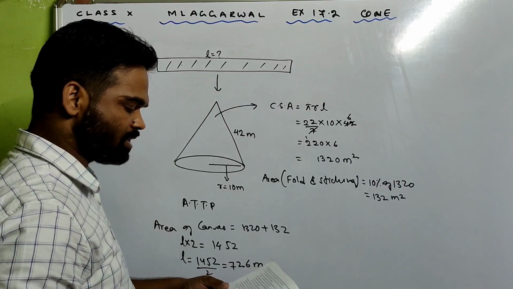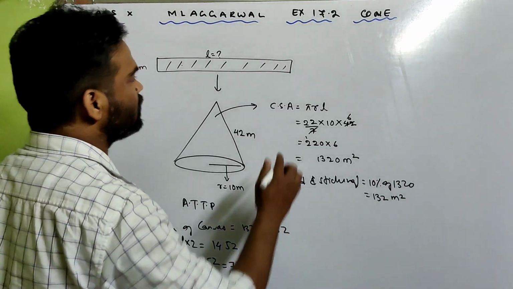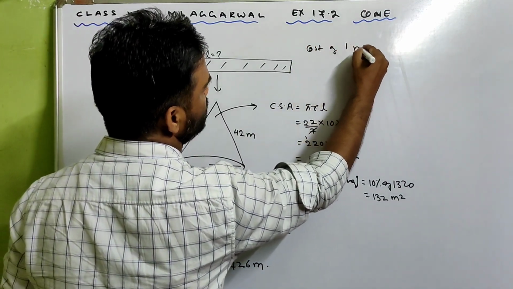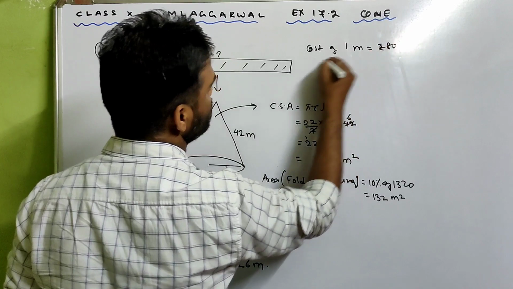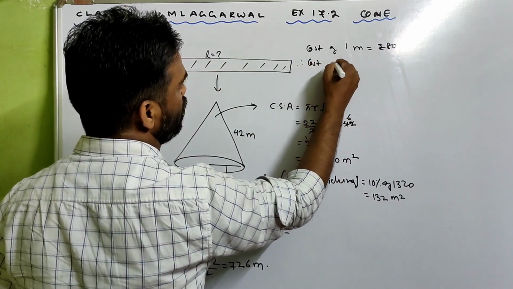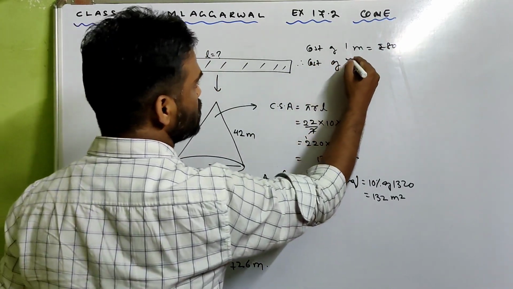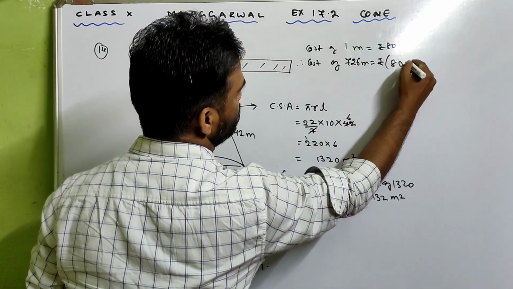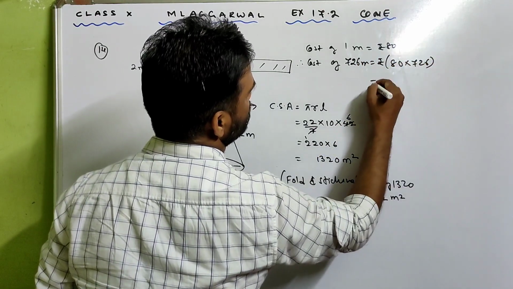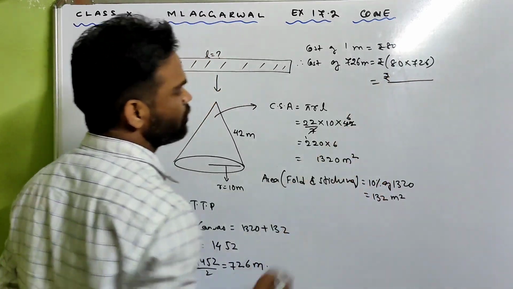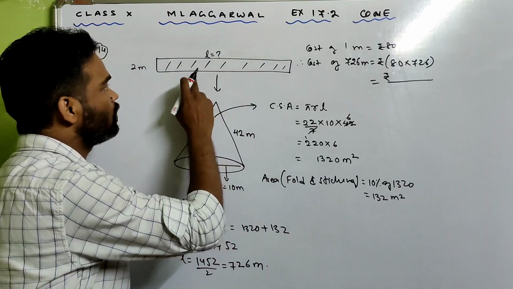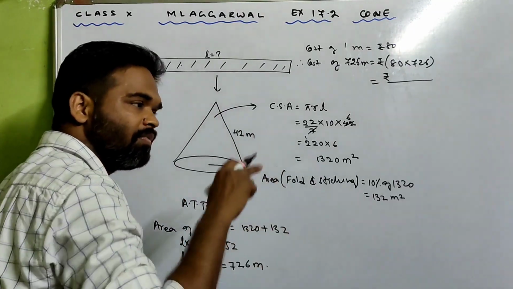And the cost of the canvas is at the rate of rupees 80 per meter. So cost of 1 meter is rupees 80. Therefore cost of this 726 meter will be rupees 80 multiplied by 726. You do the calculation. This was the logic behind the sum. CSA plus this area will be equal to the area of the canvas, which is in the form of a rectangle.